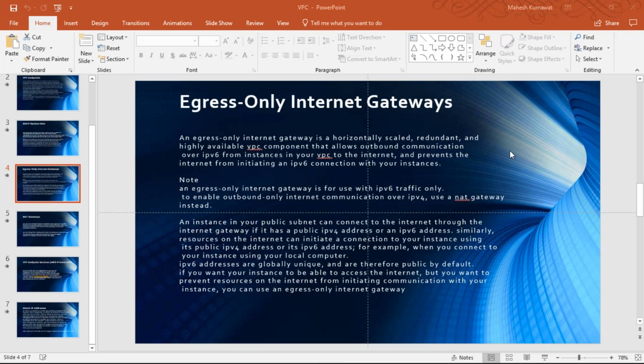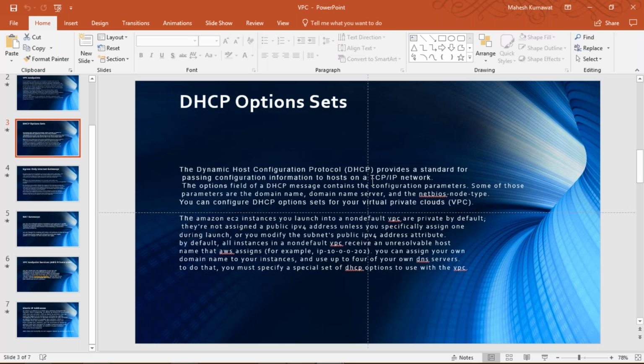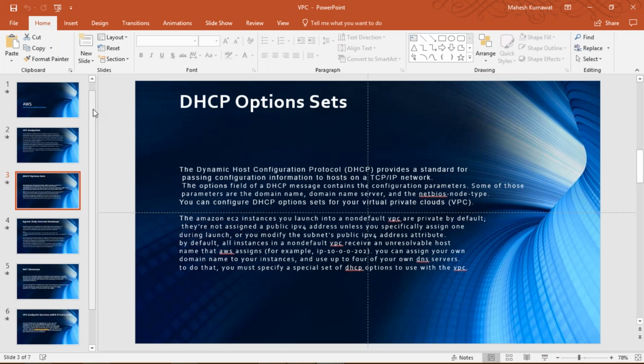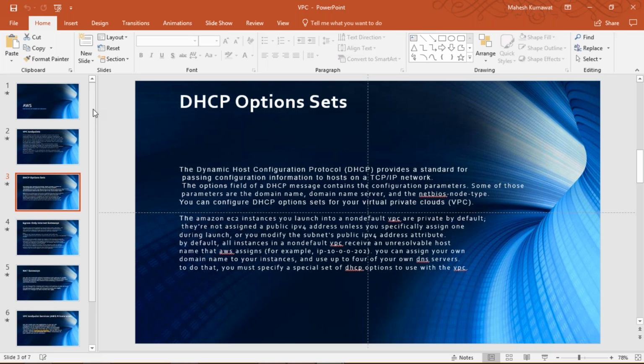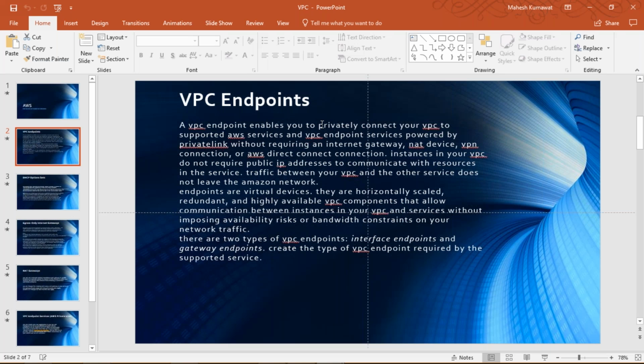Okay. DHCP option sets. DHCP is a configuration protocol. DHCP provides a standard for passing configuration information to hosts on a TCP/IP network. So it is basically for providing DHCP. Most probably we are not using it, but if the company says we require a domain name and we require DHCP, then we have to configure it. It requires some IP addresses of your servers. VPC endpoints let us communicate with the outside of the world using PrivateLink.